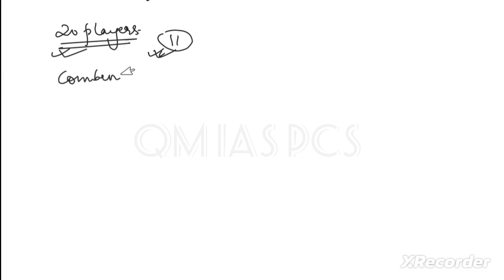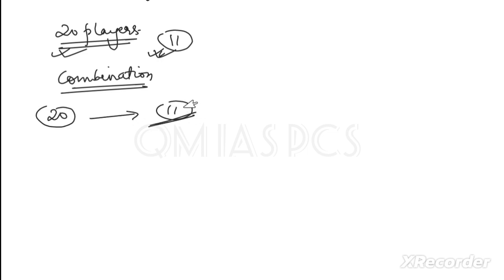This is the case of combinations, because we are selecting 11 players out of 20 players and there is no order there. There is no compulsion of orders. Let's say out of 20 players we have selected any 11 players. Now we are arranging these 11 players in any order. The players will be the same, the selection will be the same, right? So that's why I'm saying this is the condition of combinations.